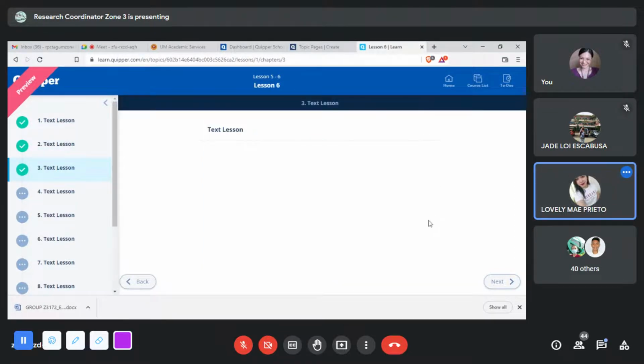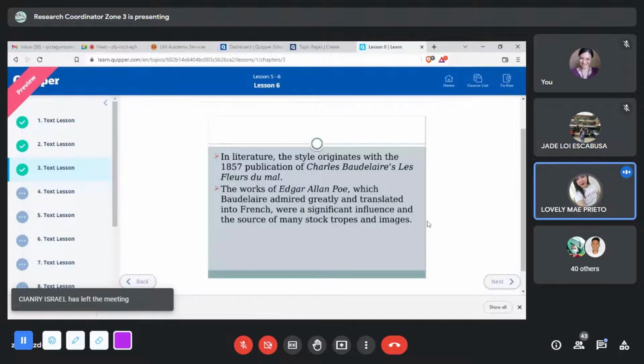Let's continue. So symbolism in literature is the style that originates with the 1857 publication of Charles Baudelaire's Les Fleurs du Mal. If I'm not mistaken, les means the and fleur is flower. I'm not quite sure kung saan yung mal. Okay? Because I'm not French. So the works of Edgar Allan Poe. Edgar Allan Poe is a very famous Gothic writer, which Baudelaire admired greatly and translated into French.